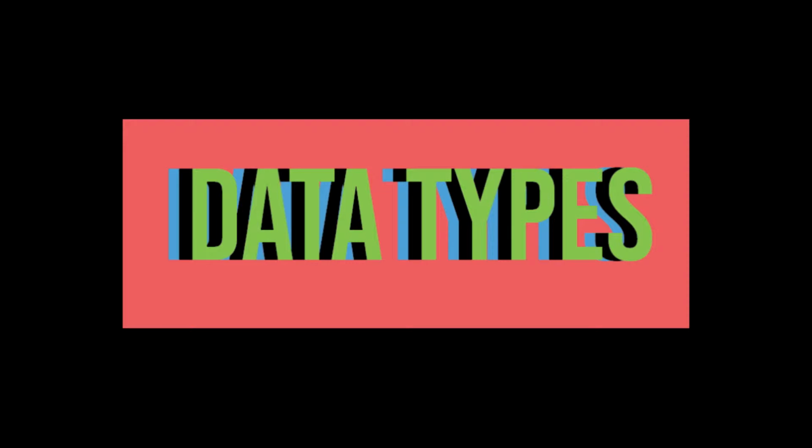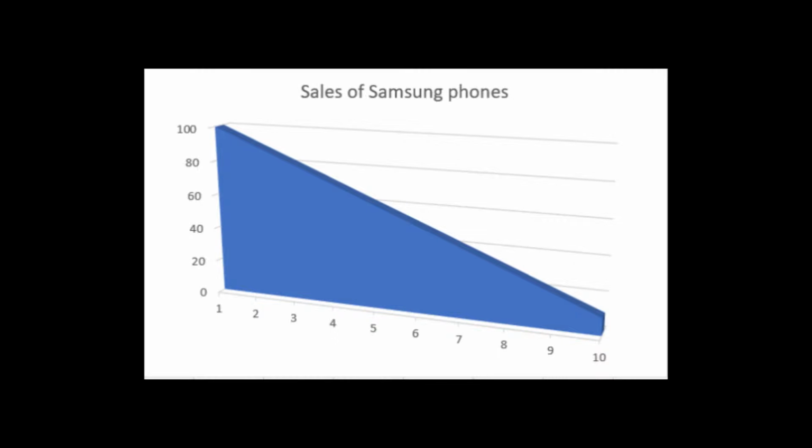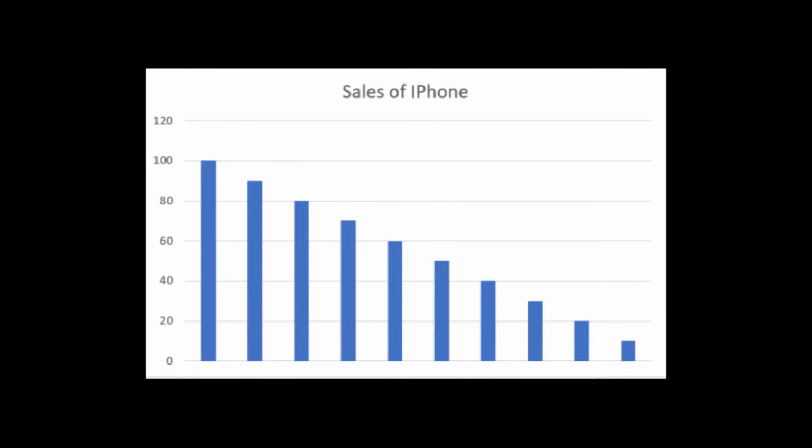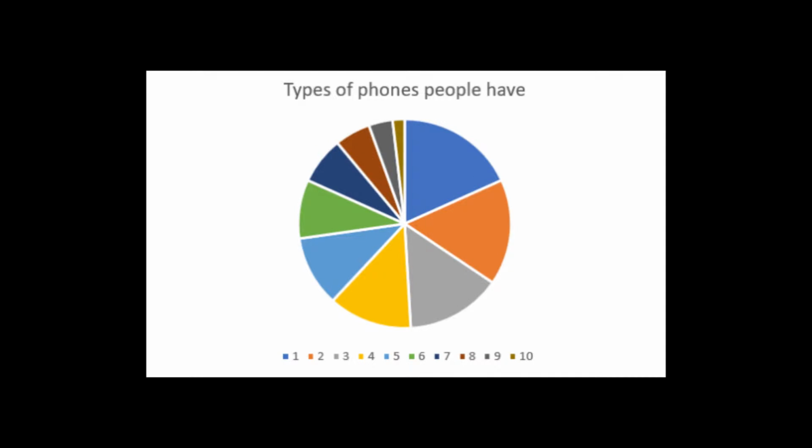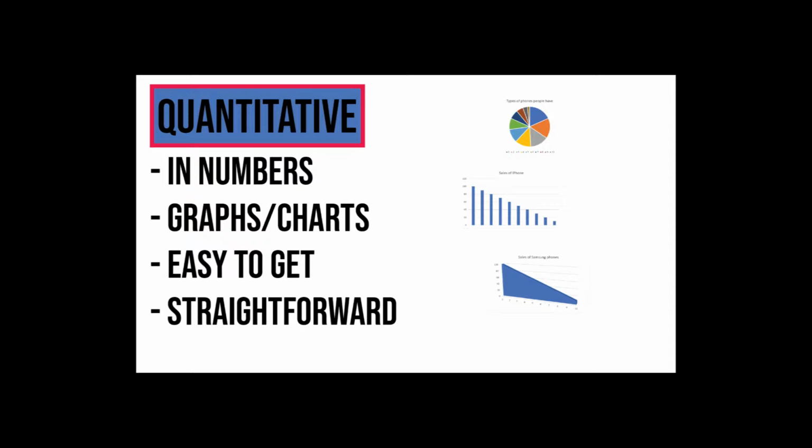The first thing you need to know is data types. There are many different data types, but we'll only cover two, quantitative and qualitative. Quantitative data is data that can be represented or measured in a numerical form. It gives the exact amount of something and is useful for making graphs and charts for the information. An example would be the sales of the latest iPhone.